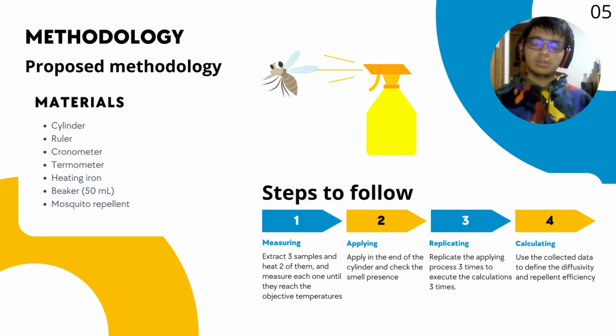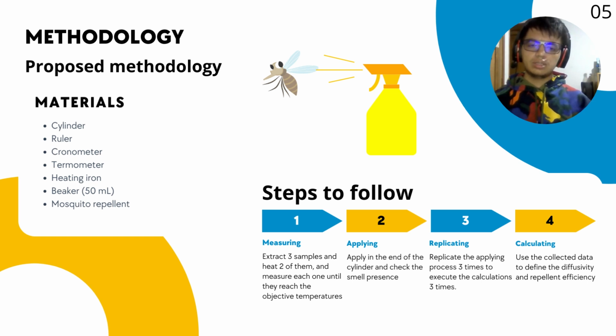Now in the methodology, we will explain the real methodology and also the proposed methodology that we had before. We can see the material here. The steps that we proposed first were: we had to extract three samples and heat two of them until they reach the objective temperatures that we chose to be 50 and 75 degrees.